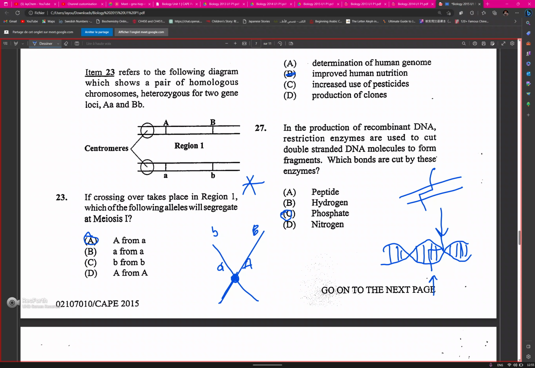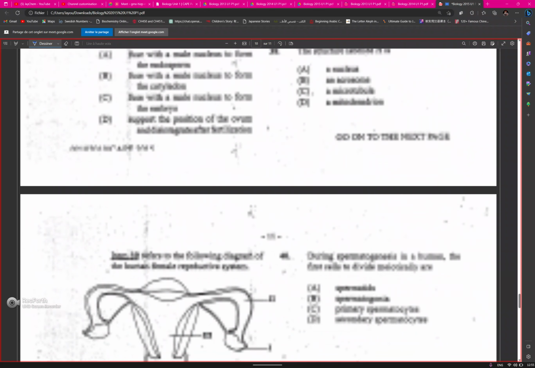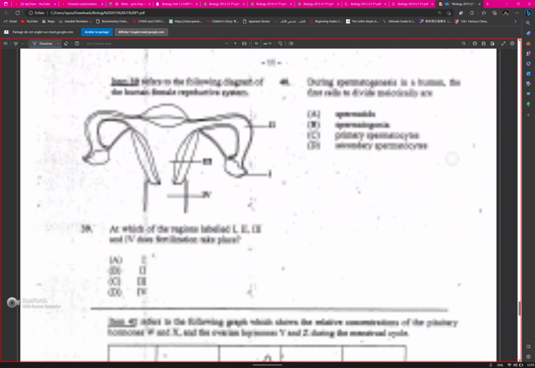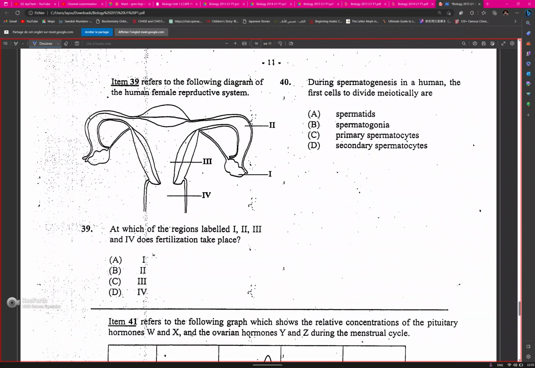Okay, let's try to finish the paper, and then we'll discuss and make changes after. So let's have a look at this. Where fertilization takes place, it takes place in the fallopian tube. For 40, during spermatogenesis in a human, the first cell to divide mitotically is which one? C, primary spermatocyte.